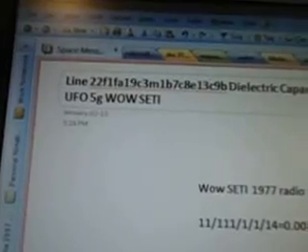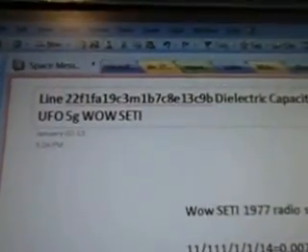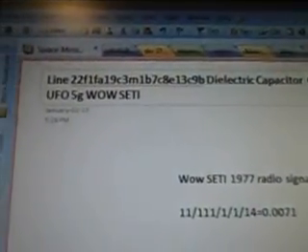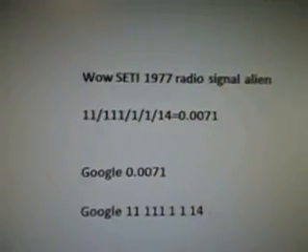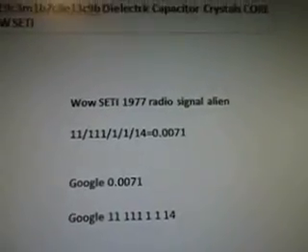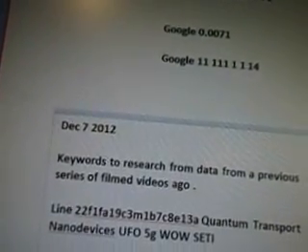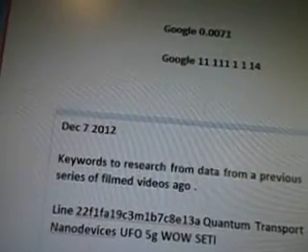Okay, so this is part 284C3m1b7c8e13c9b. Okay, line 22f1fa19c3m1b7c8e13c9b, dielectric, capacitor, crystals, core, UFO 5G Wow Seti. There's our alien radio signal. This one's about the UFO core engine keyword research, dielectric, from a previous video about quantum transport.